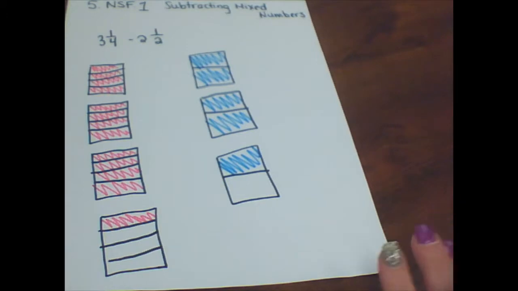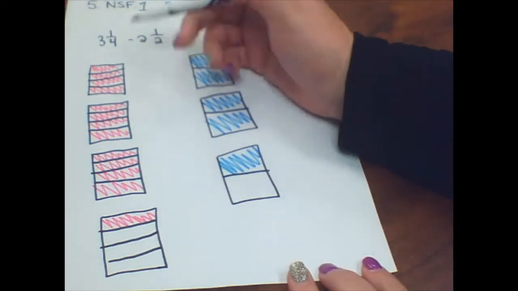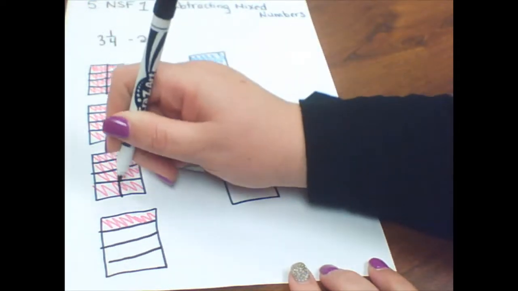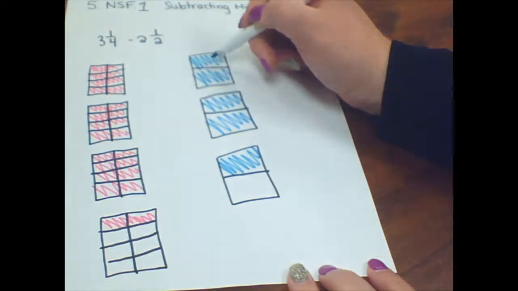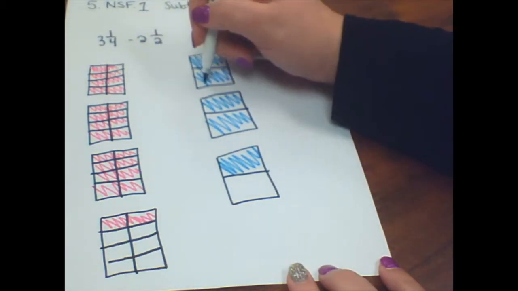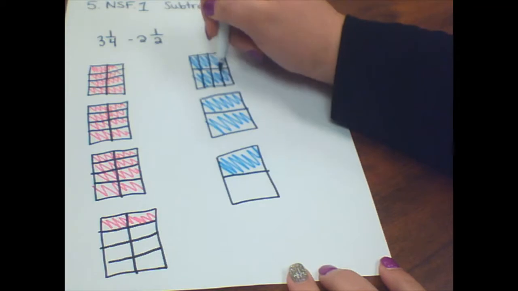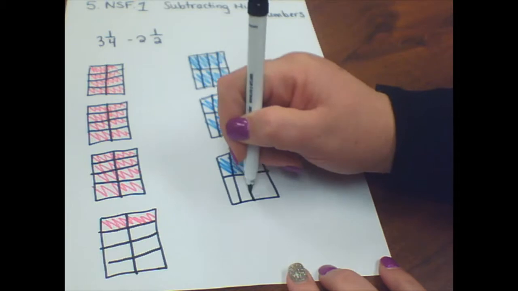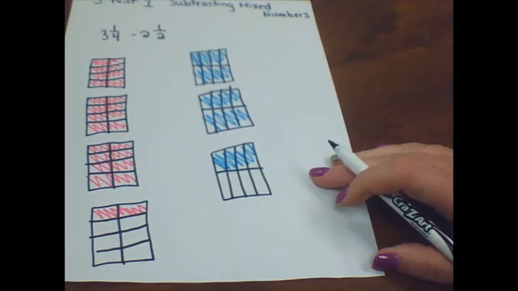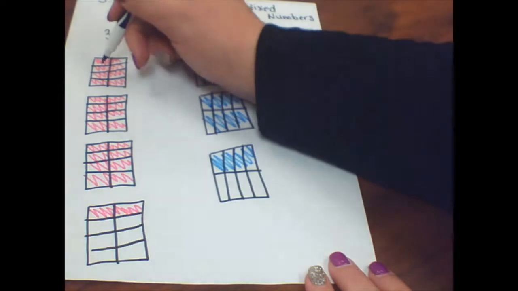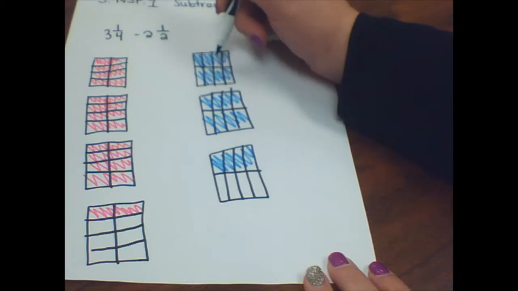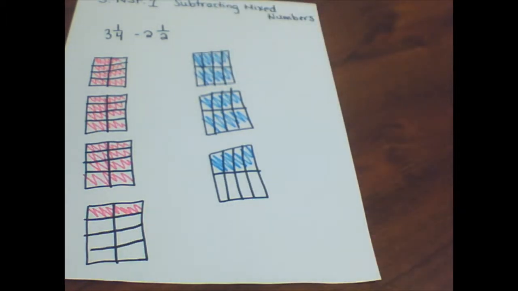So remember, I have to do the opposite. So now I need to split these fourths into 2 parts. And I need to split these halves into 4 parts. Okay, now my denominator is going to be the same. 1, 2, 3, 4, 5, 6, 7, 8. So now I'm good. My denominator is the same. I can go ahead and start my subtraction.